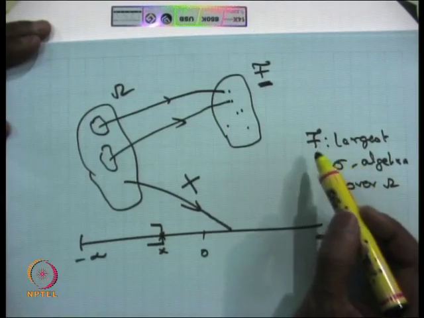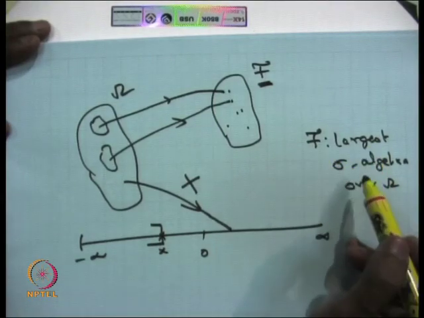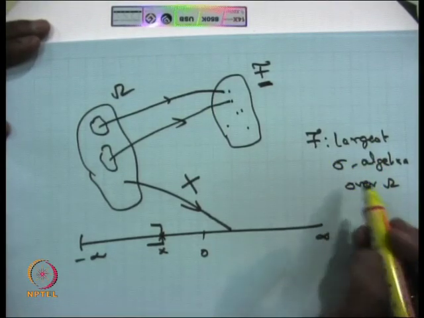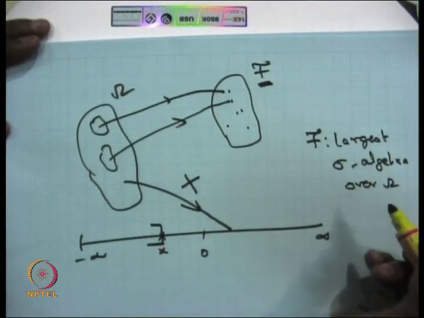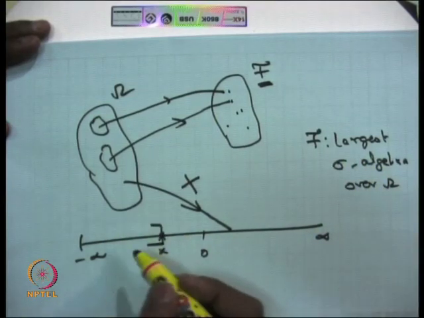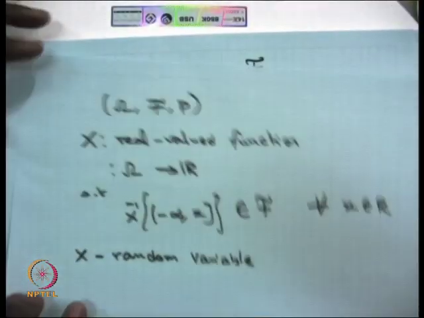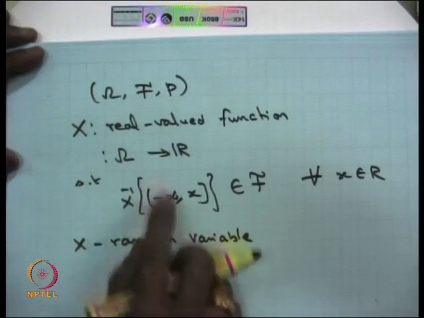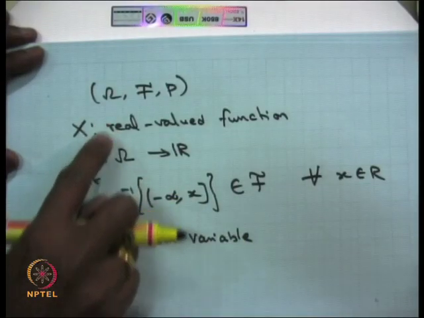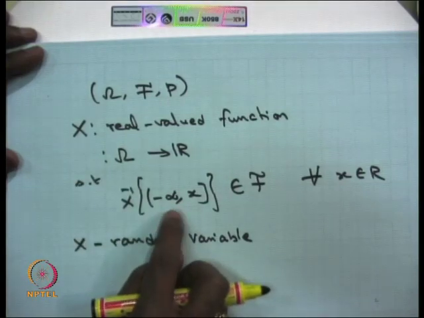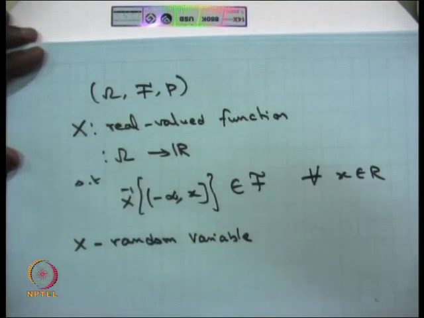That means they have taken F to be the largest sigma algebra. Whenever F is the largest sigma algebra, any real valued function is going to be a random variable. And going back to the previous slide, this condition is an if and only if condition also. Suppose you have a real valued function that is a random variable, then this condition will be satisfied, and if this condition is satisfied, then that real valued function is a random variable also.